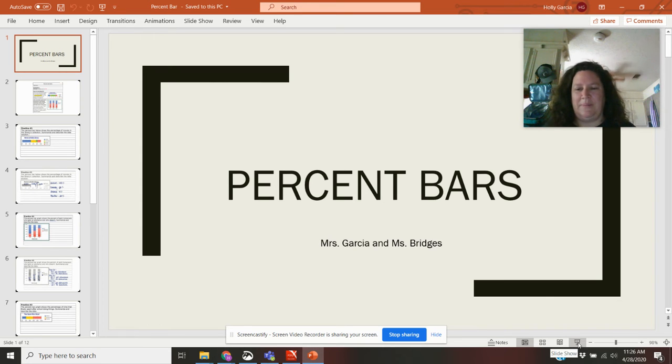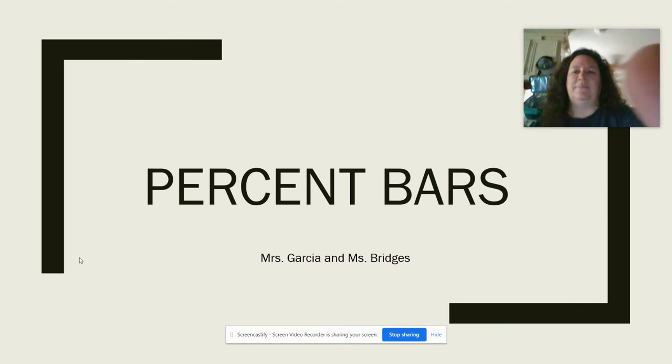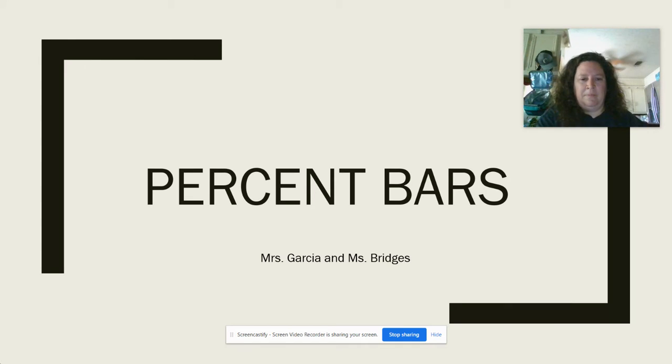Right, so today we're going to talk about percent bar graphs. This is the very last thing we're going to talk about for the data unit, okay? So I really like percent bar graphs. My favorite thing about them is the fact that they all equal 100%, so that makes my life a little bit easier. All right, so if you have the notes, that's great.